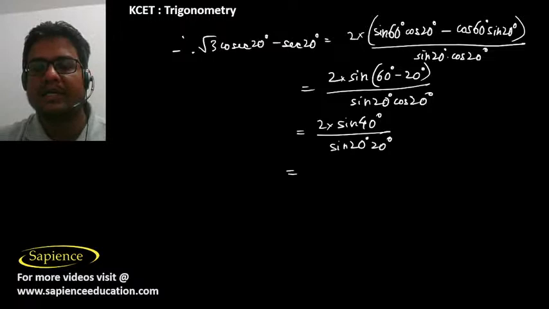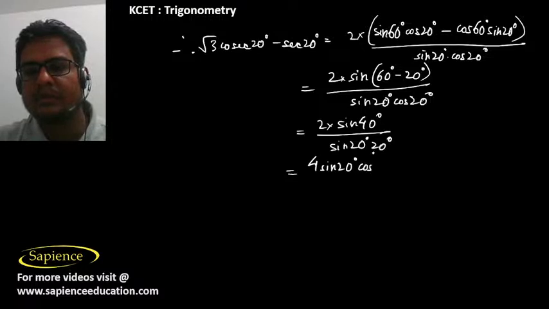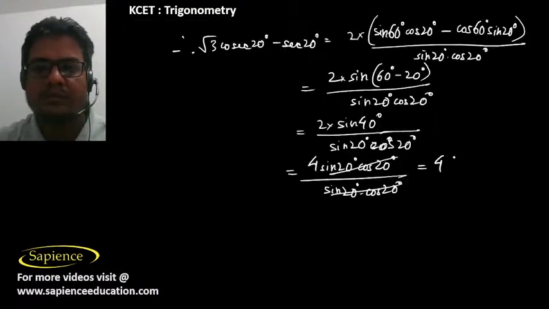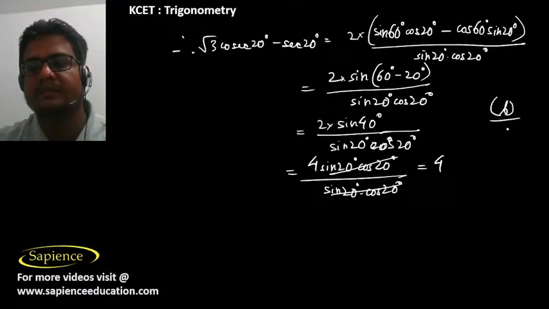Now sine 2 theta is 2 sine theta cos theta. So sine 40 degree we can write as 2 sine 20 degree cos 20 degree, so this will be 4 sine 20 into cos 20 divided by sine 20 degree into cos 20 degree. If we cancel them, that will be equal to 4. Option B is the correct answer.